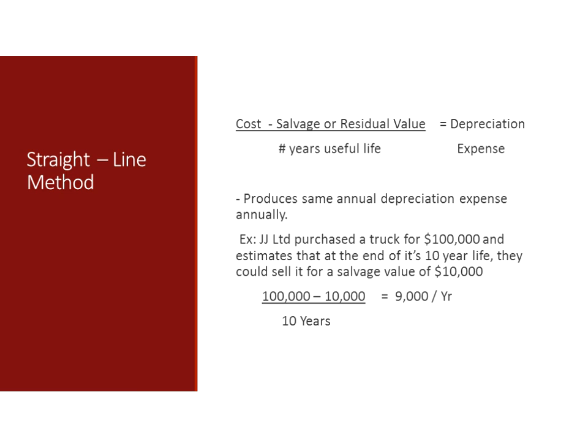So again, if we looked at an example, we'd have JJ Limited. They purchased a truck for $100,000, and estimate at the end of its 10-year life, they could sell it for a salvage value of $10,000. So we have $100,000 our cost minus our residual or salvage value of $10,000 divided by our number of years useful life of 10. Means that every year over that 10 years, we're going to recognize $9,000 of depreciation expense.